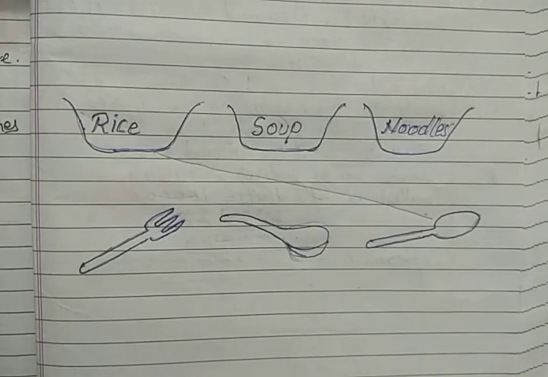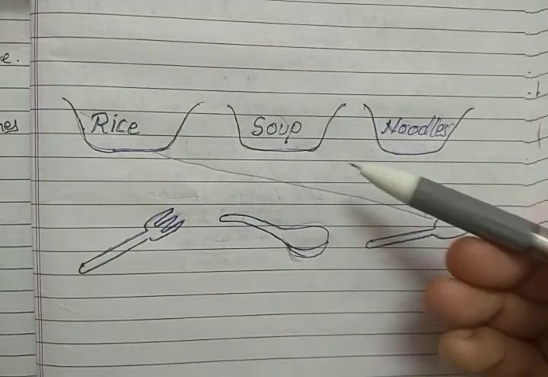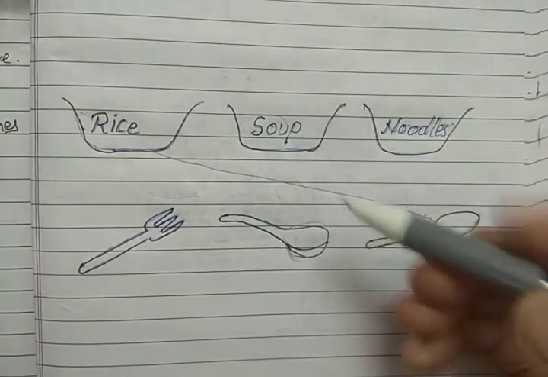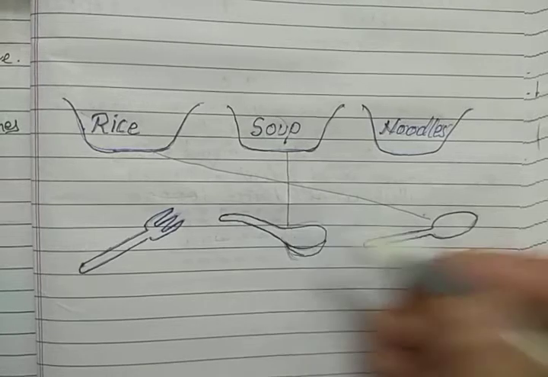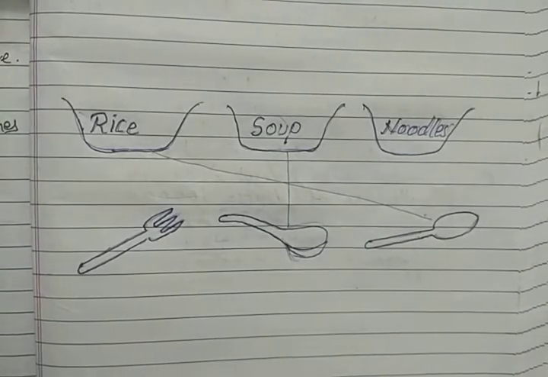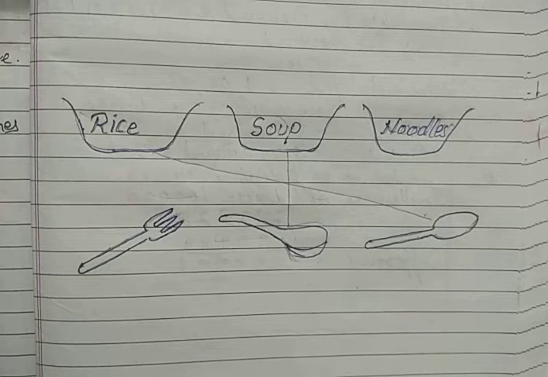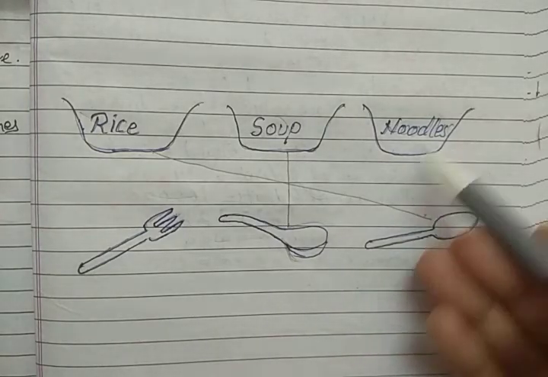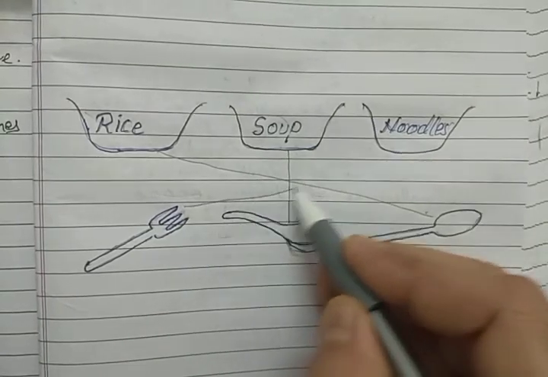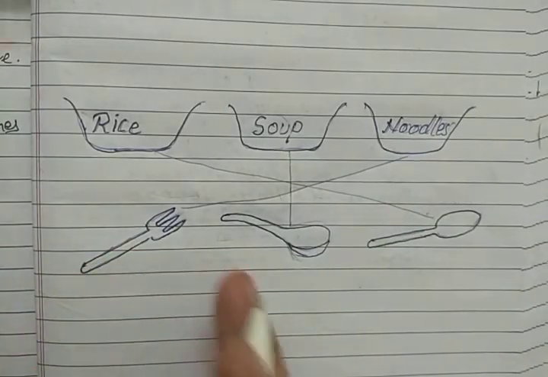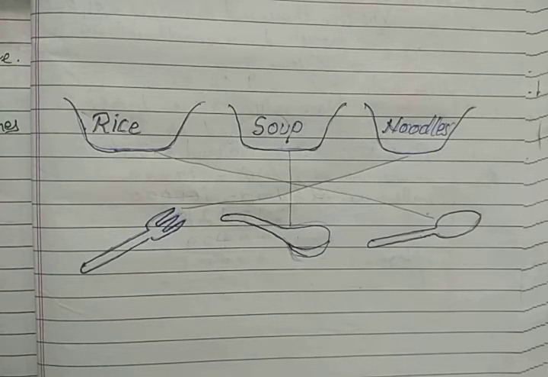The next is your soup. Which one is the best type of spoon suitable to take the soup? So we will use this spoon, which is suitable for soup. And now noodles. Is it possible to eat the noodles with the help of these 2 types of spoons? No, it is not possible. We will use the fork. So to eat a particular type of food, we need different types of spoons.